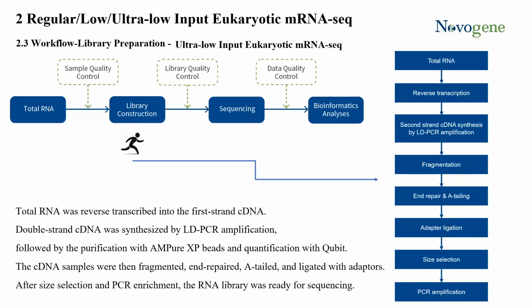For the library construction for ultra-low input, total RNA is reverse transcribed into the first strand of cDNA. Double-stranded cDNA is then synthesized by LD-PCR amplification, followed by purification with MagPure beads and quantification with Qubit. The cDNA samples are fragmented and repaired, A-tailed, and ligated with adapters, and after size selection and PCR enrichment, the library is ready for sequencing. The only difference in these pipelines, and when I say these pipelines I'm referring to ultra-low, low, and regular, is the library construction.